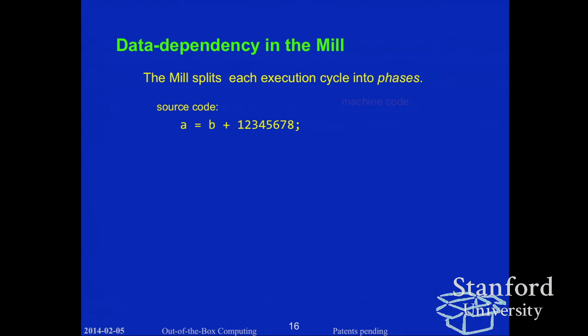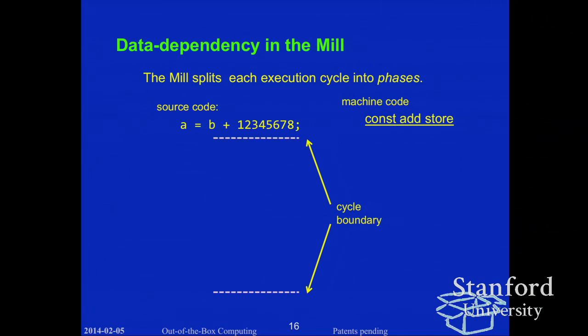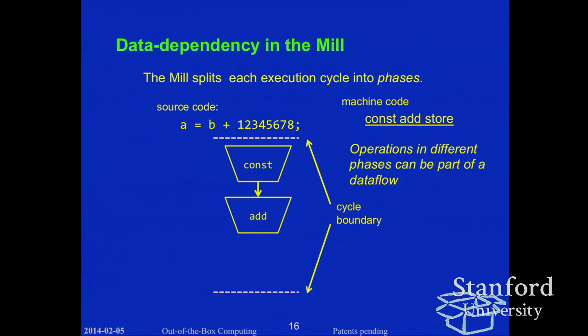That source code, again, will produce, in fact, the same machine code as the VLIW uses. Constant, add, and store, all in one instruction. The underlined, recall, means that this is in one instruction. There's our cycle boundaries. The const unit happens there. That feeds the add, because operations in different phases can be part of the same data flow. There's a phase boundary between the two, but not a cycle boundary. And there's a phase boundary between the add and the store.